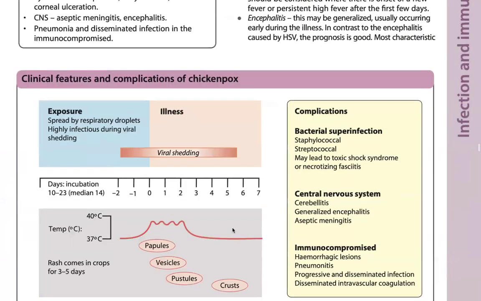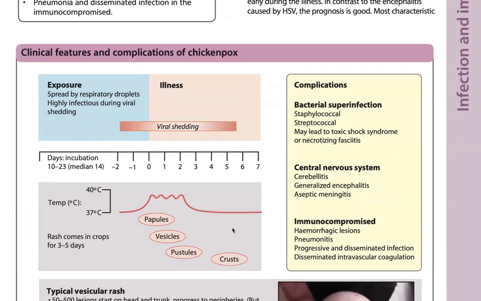Now, the clinical features, complications, exposure: spread by respiratory droplets, highly infectious during viral shedding, and the viral shedding is throughout the illness. Incubation is 10 to 23 days, median is 14 days. Temperature is between 37 to 40 degrees Celsius, and the rash comes in crops for 3 to 5 days.